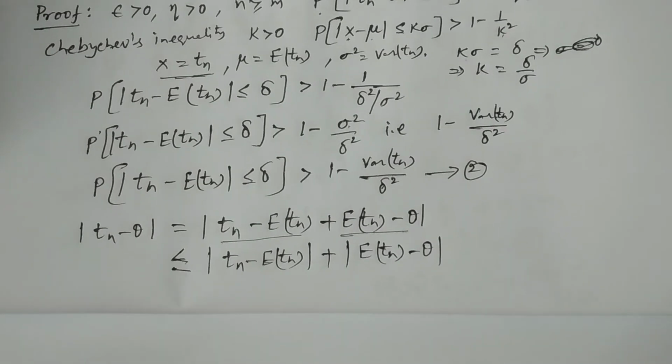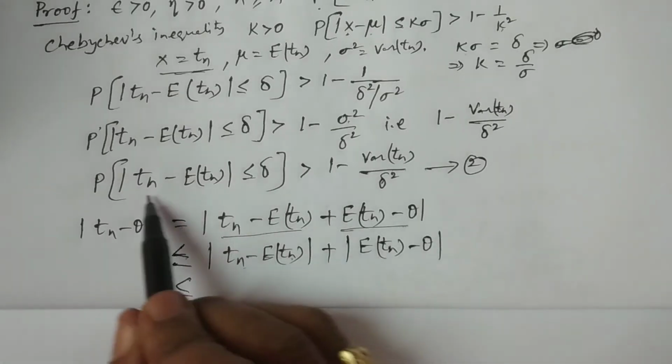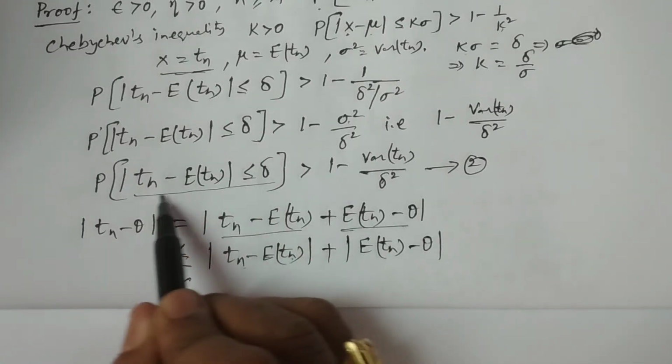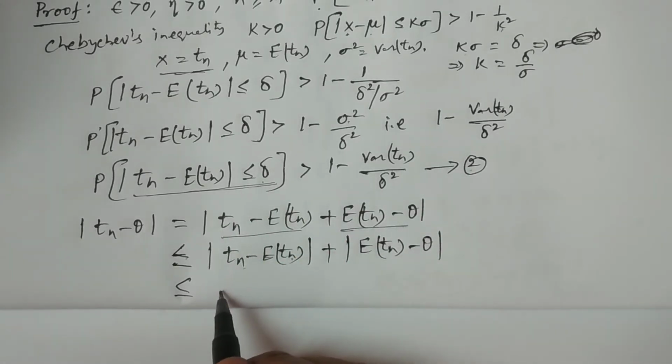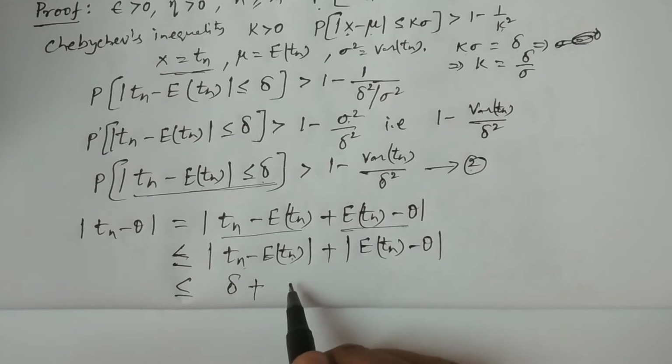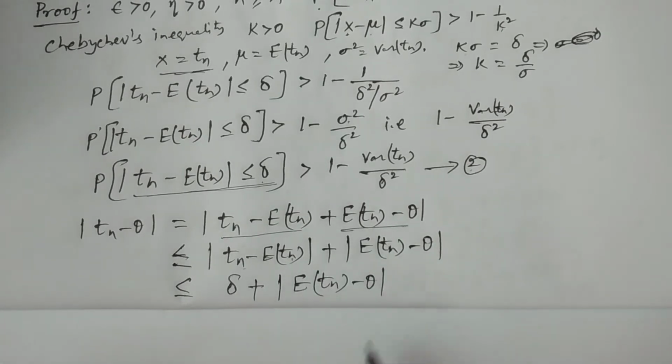Okay, this is what I have considered. What is this? |Tn − E(Tn)| ≤ delta. You observe this equation, equation 2. From 2, it is less than or equal to delta. Therefore, this is less than or equal to delta plus |E(Tn) − theta|.